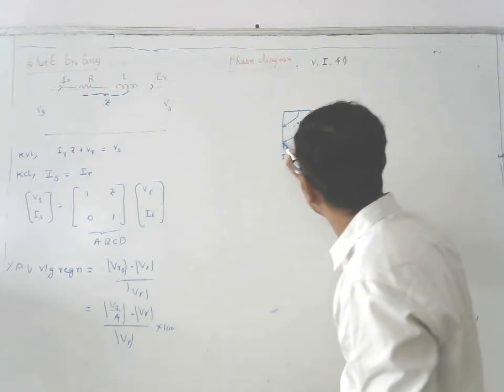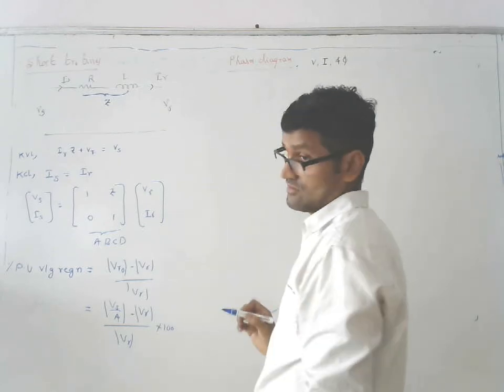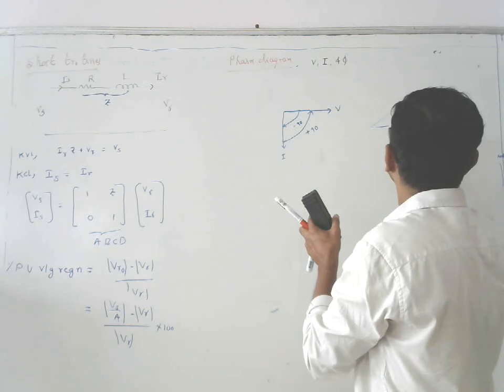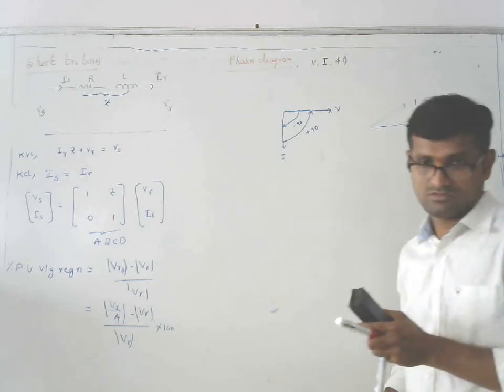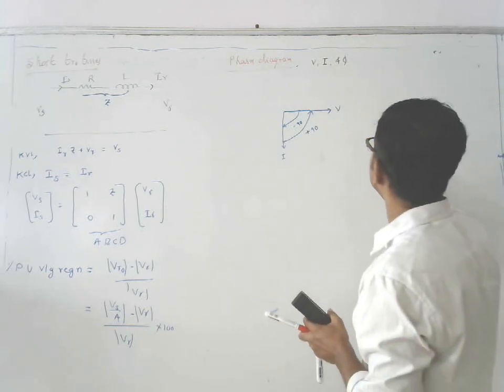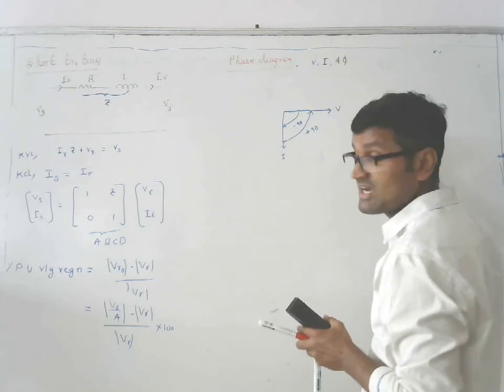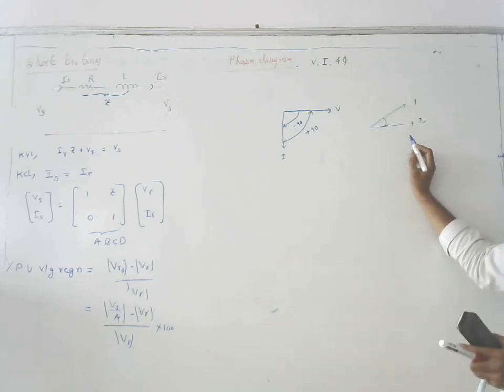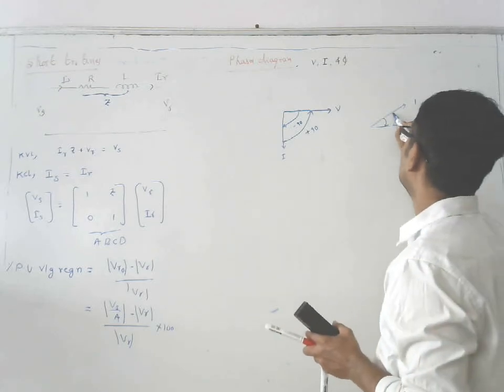Otherwise, to understand it, take two vectors like this. This is 1, this is 2. Now, with respect to this, 2 is what? Leading or lagging? We are moving clockwise. Clockwise means lagging. With respect to 2, 1 is leading. Like that we identify lagging and leading quantities.